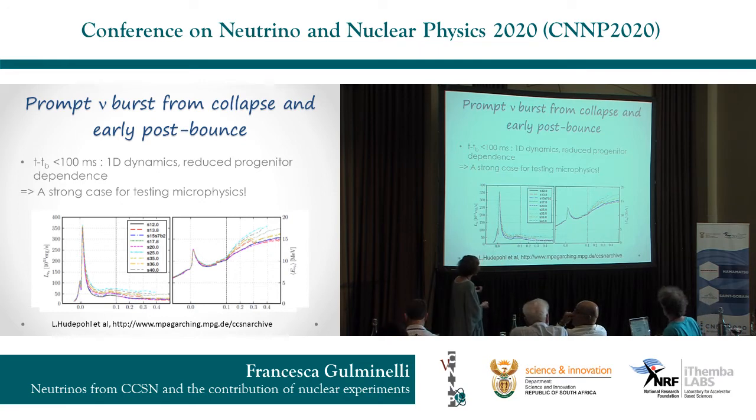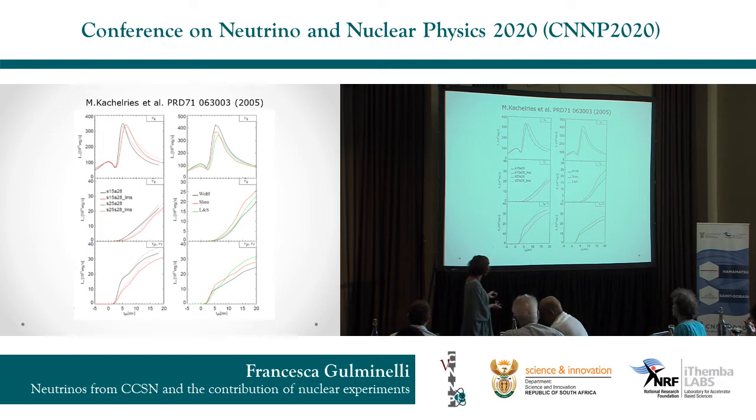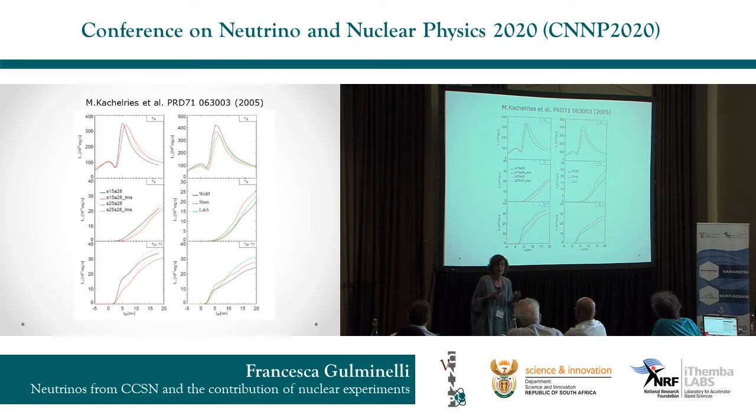And the combination of these two things means that this is a very strong case for testing microphysics. And this is not a very original statement that I'm saying. This is something that is known since a long time. And indeed, there has been many complex studies. This is from the Garching group. There are other studies of the same type, which have tried to study how the neutrino signal is influenced by the different microphysics inputs that are pertinent to that.